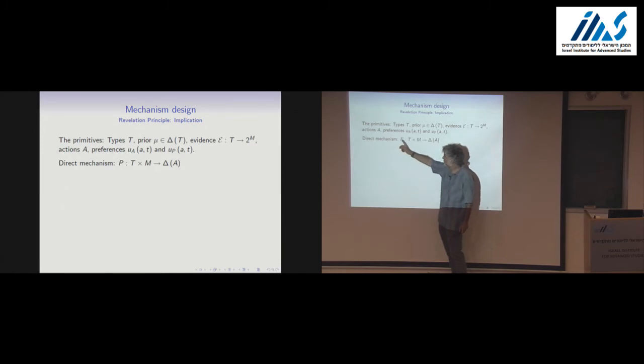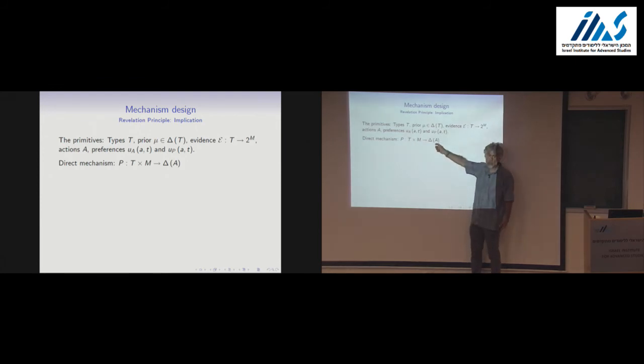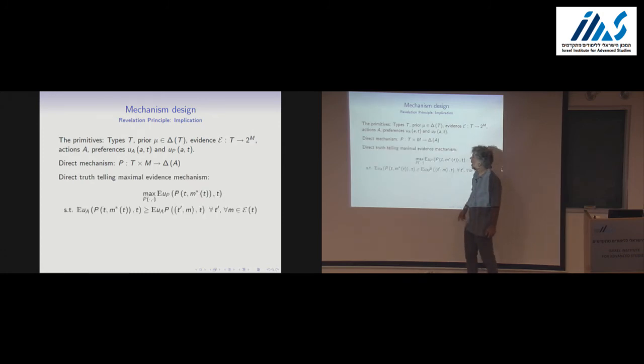We have the principal. The definition of a direct mechanism is: I ask the agent his type, and he makes some report. The agent makes some report about his type, presents some evidence, and the principal chooses some action, which in general can be a random action. A direct truth-telling maximal evidence mechanism, as I said in words, will be one where the principal is choosing a direct mechanism, so we're restricting attention to such mechanisms.